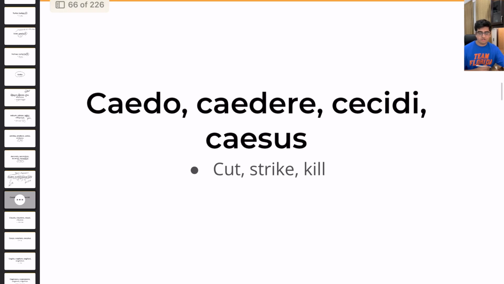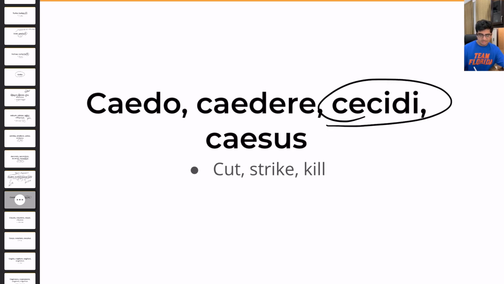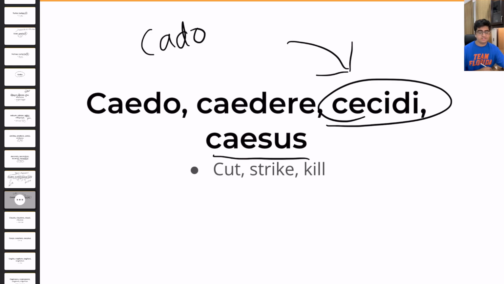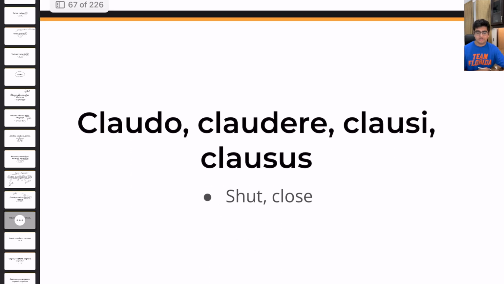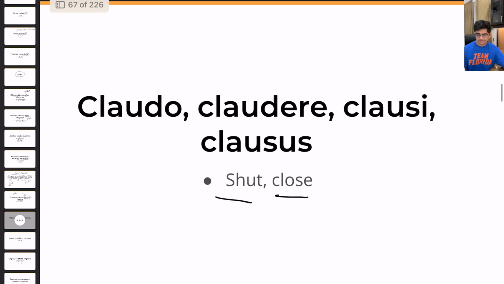Then we have caedo, caedere, cecidi, caesus, meaning to cut, kill, or strike. Again, I want to remind you that cado has the same third principal part of cecidi, so make sure you're able to differentiate between what the verb means in a given context. Then we have claudo, claudere, clausi, clausus, meaning to shut or to close. Again, look at the clausi, it's not claudi. That's why it's really important to know your principal parts.